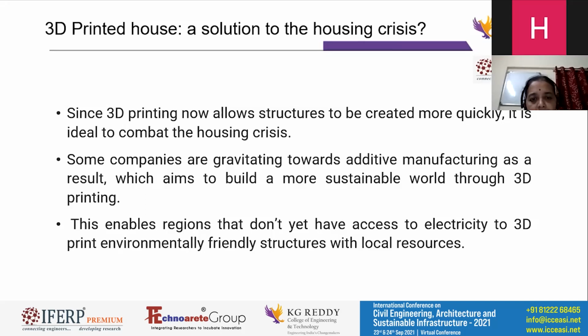Some companies are gravitating towards additive manufacturing as a result, which aims to build a more sustainable world through 3D printing. This enables regions that don't yet have access to electricity to 3D print environment-friendly structures with local resources, by using wind power or solar power. Also we are using the 3D printers.